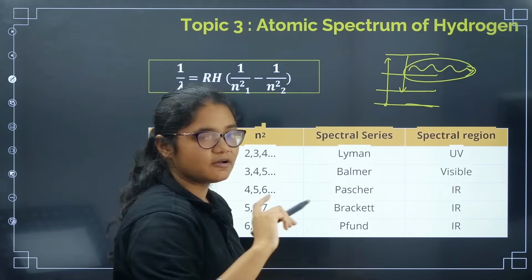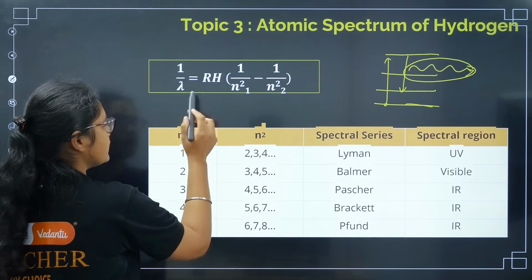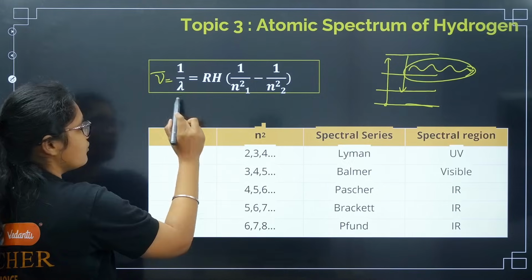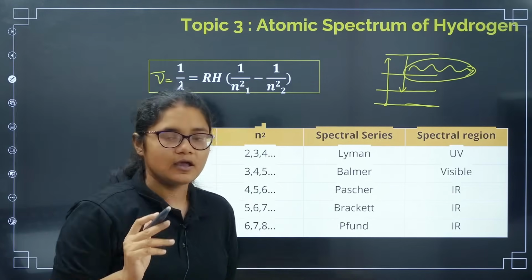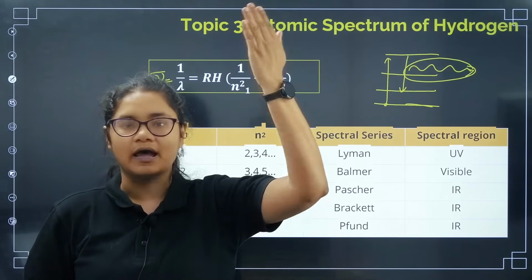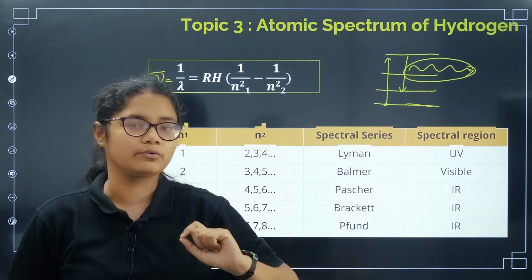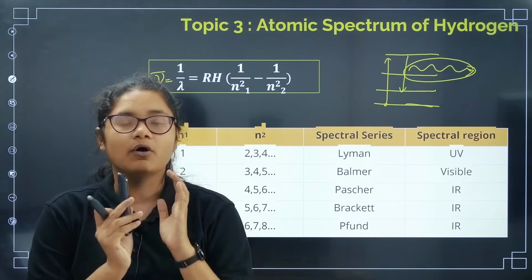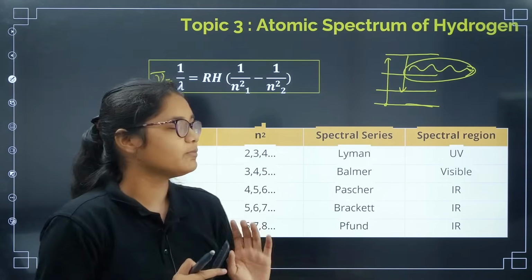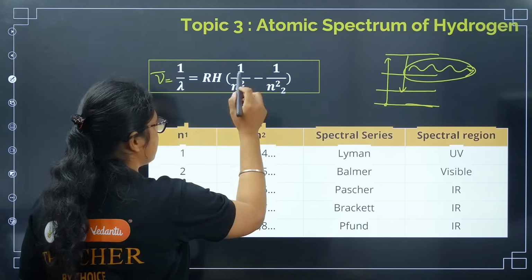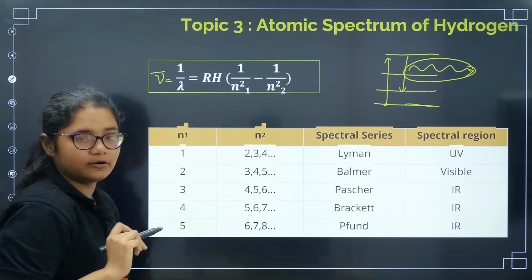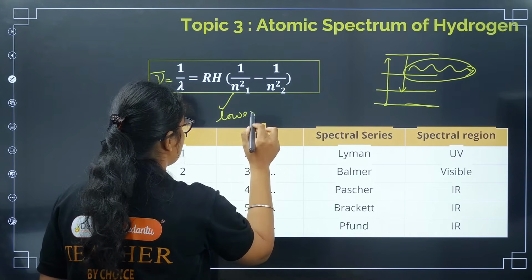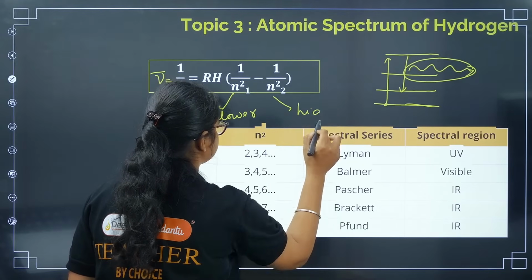So in this formula, we are calculating the wave number of the emitted radiation. Clear? When an electron jumps from one level to a higher level and then comes back to the lower level, it emits radiation. We want to calculate the wave number of this emitted radiation. The formula for that is RH into 1 by N1 square minus 1 by N2 square. N1, you have to remember, is the lower value and N2 is the higher value.